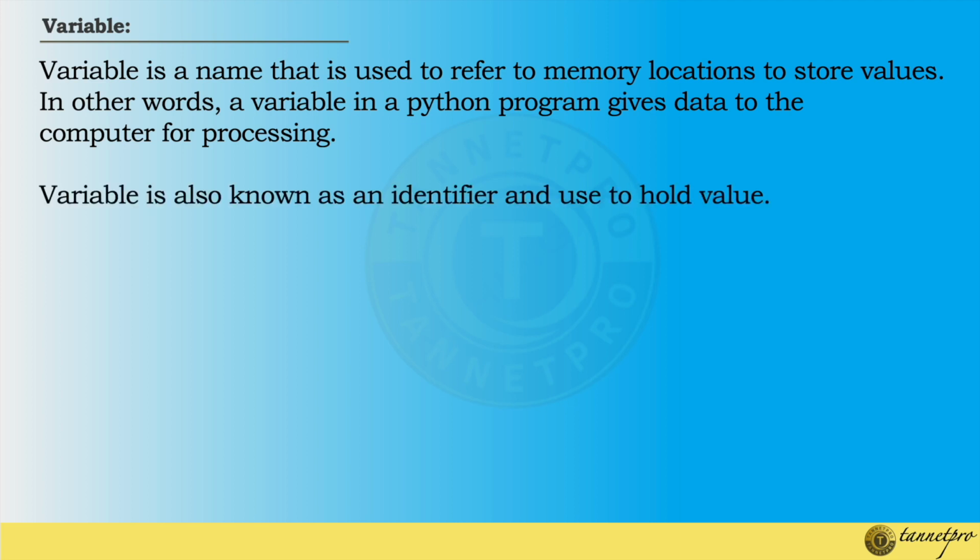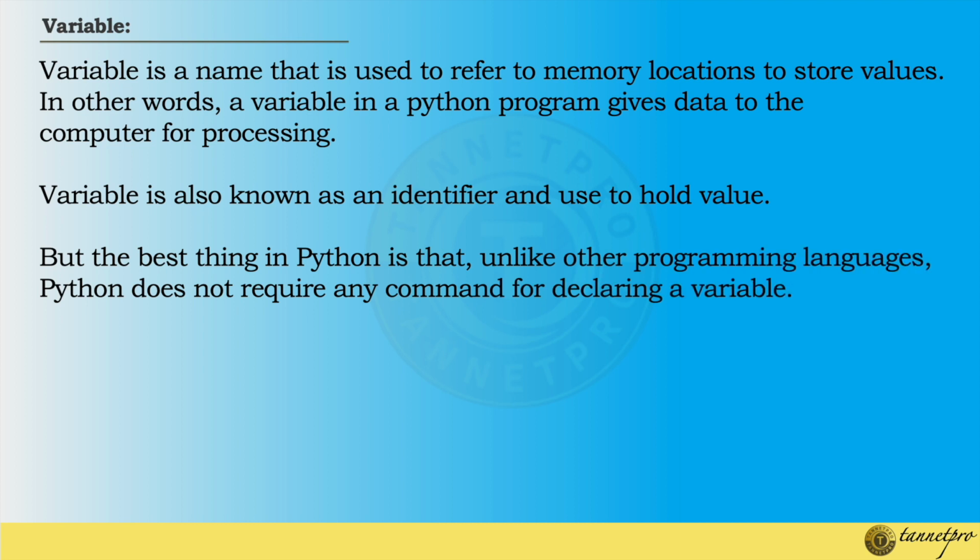And a variable is also known as an identifier and is used to hold values, right? So a variable is nothing but a name where we can store the value, and it's a memory identifier. It refers to a memory location only.